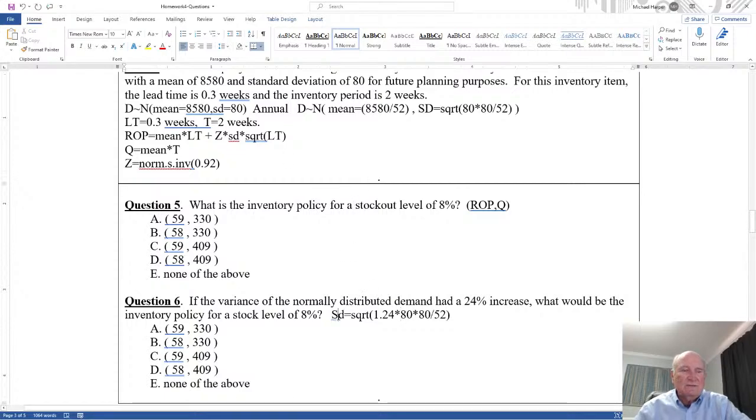Now this goes into this equation up here. So the only thing that's different is the ROP, and the Q is the same. Okay, so that's how you do this one. A lot of this is on converting standard deviation, so you've got to be careful.